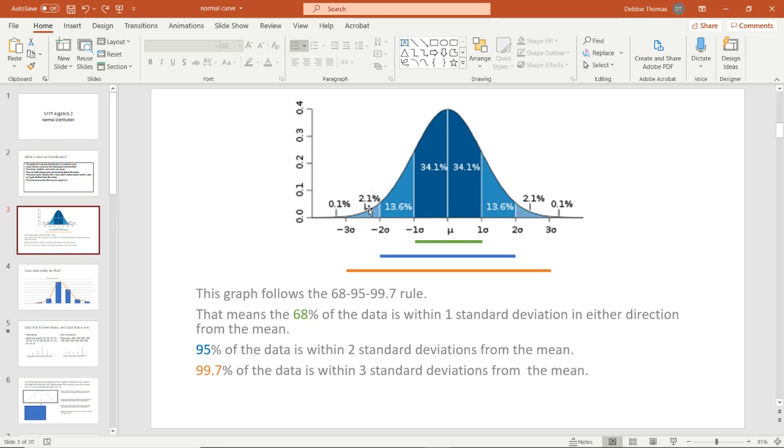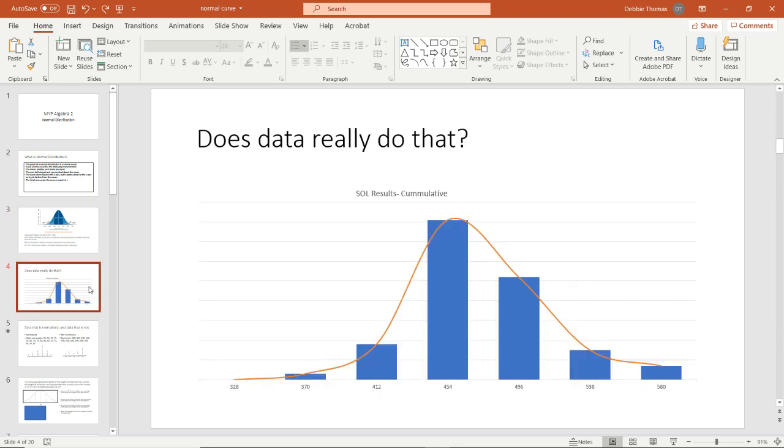So each section has a percentage. And then you have these ranges that give you a lot of your information. Okay? So basically that's normalized, right? And I know you go, wait, does data really do that in life? Well, here is my cumulative SOL results for the time I've spent at Stonewall Jackson High School.